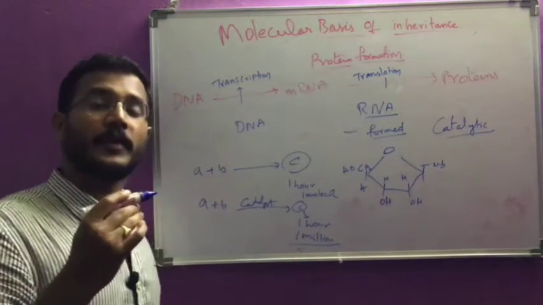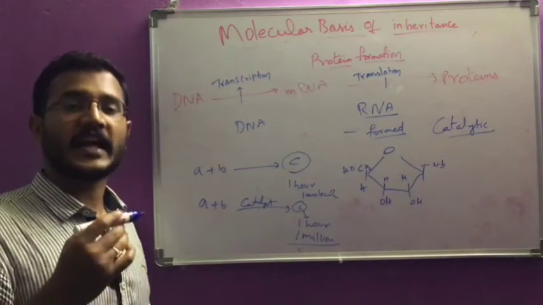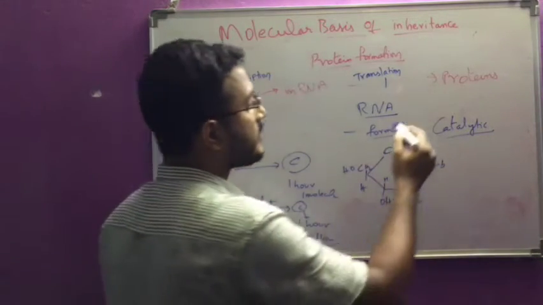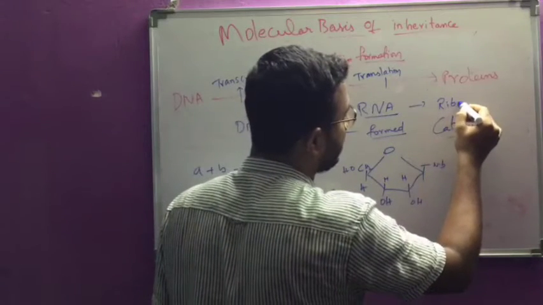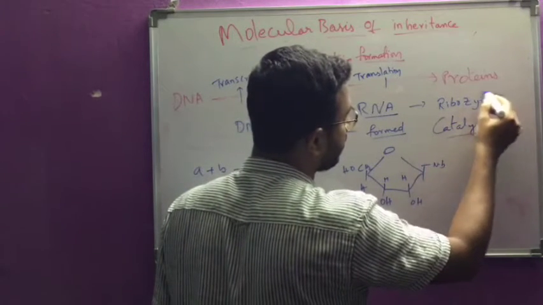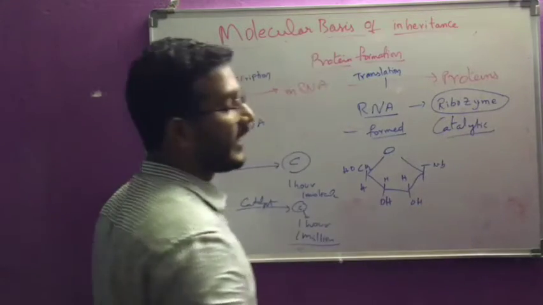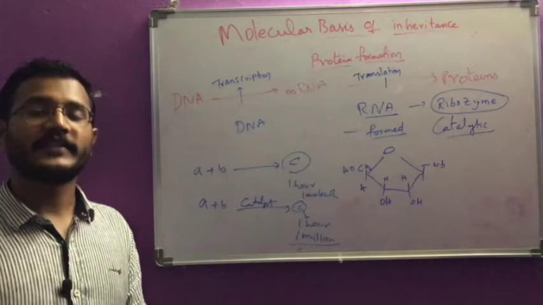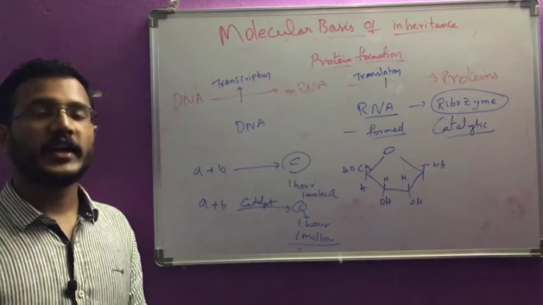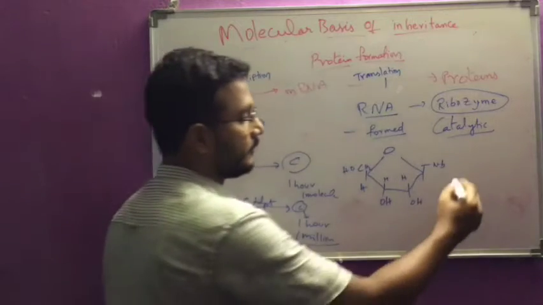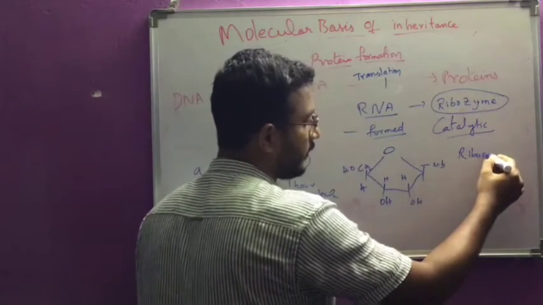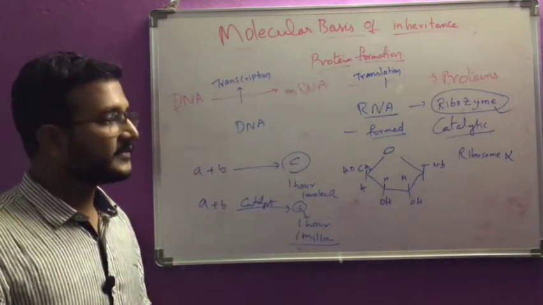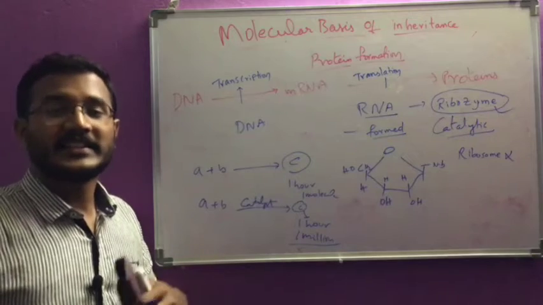The RNA which is acting as a catalyst, or which is acting as an enzyme, we call that a ribozyme. The RNA which is acting as an enzyme is known as ribozyme, not ribosome. So don't be confused. Okay. That's why it is catalytic.